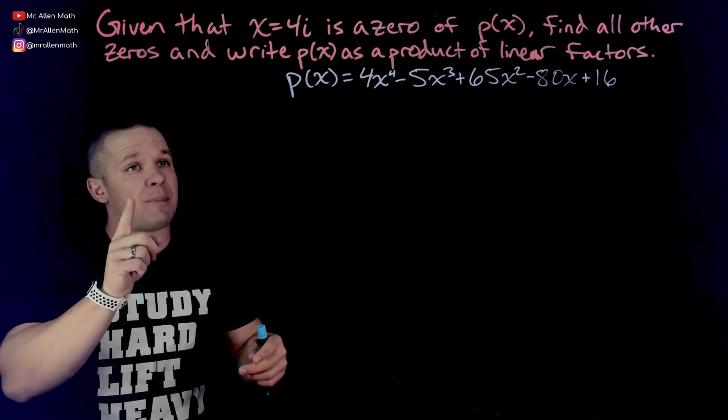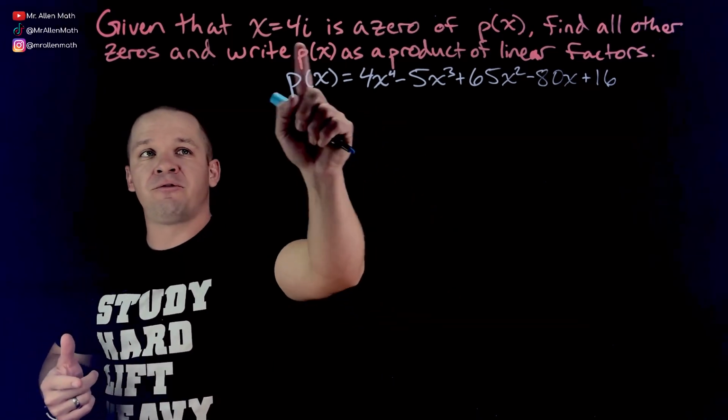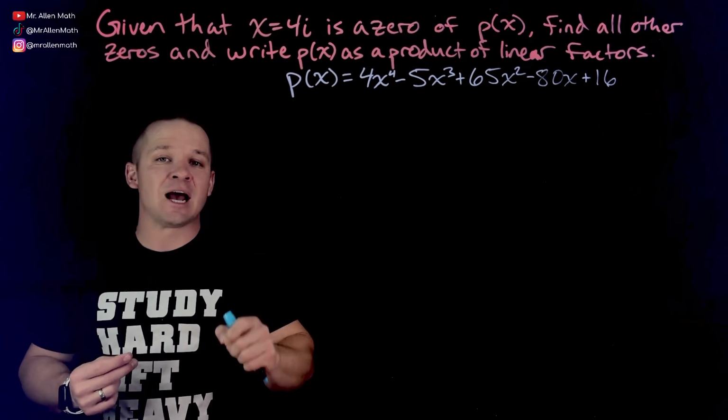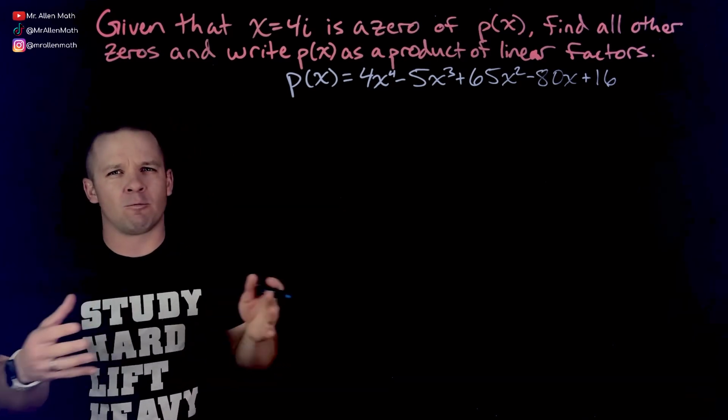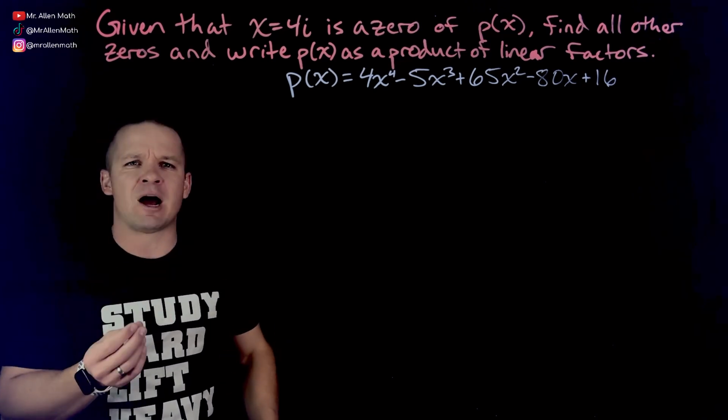But one thing to remember about imaginary zeros is that they always come in pairs. So if 4i is one of my zeros, the other one has to be negative 4i. You might be like, wait, why? Why does it have to be negative 4i? Why not something else? Well, let's think about how 4i even came about.